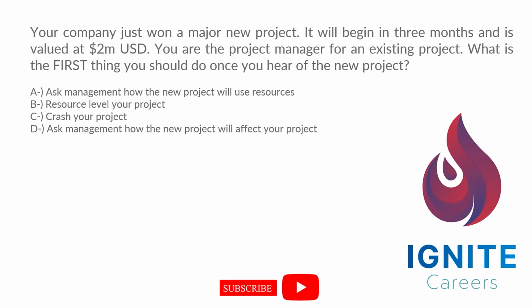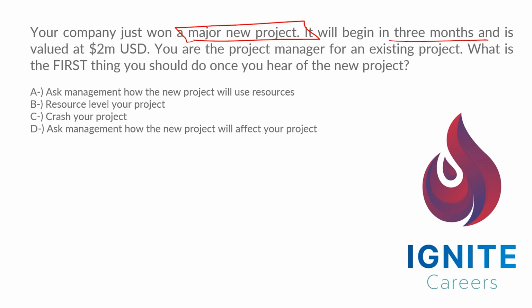Here we go. Your company just won a major new project. Good news, major new project. It will begin in 3 months' time. Okay. It's a value of 2 million USD. Very nice. You are a project manager for an existing project. Okay. So you need to understand this word. So your company has won a new project, but you are not project manager for the new project. Whereas you are a project manager of an already running project. What is the first thing you should do once you hear a new project news?